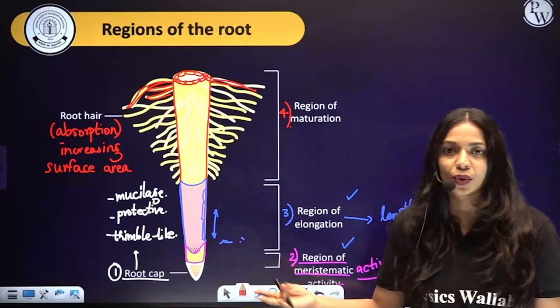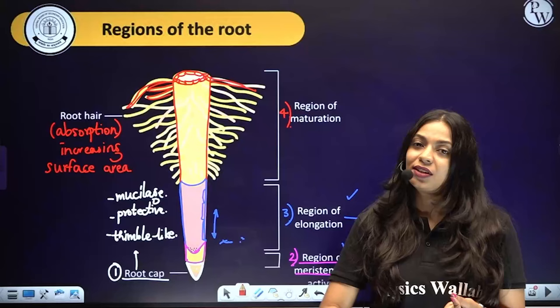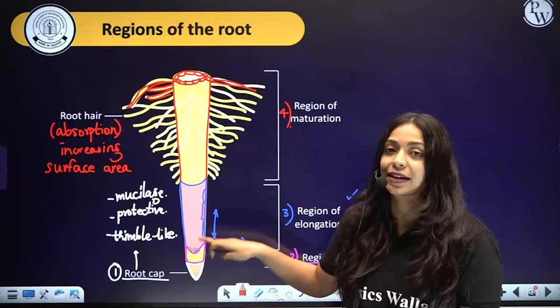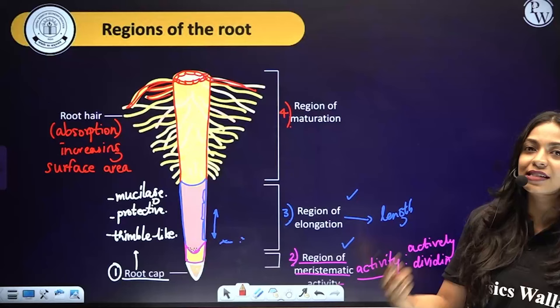I'll quickly revise this. First, you have the root cap at the bottom. It is protective in function. It is thimble-like and it secretes mucus to lubricate and to reduce the damage that occurs at the root tip. And it also protects the meristematic tissue that lies above it. The second region is the region of meristematic activity. Here, cells divide repeatedly and increase in number and contribute to growth.